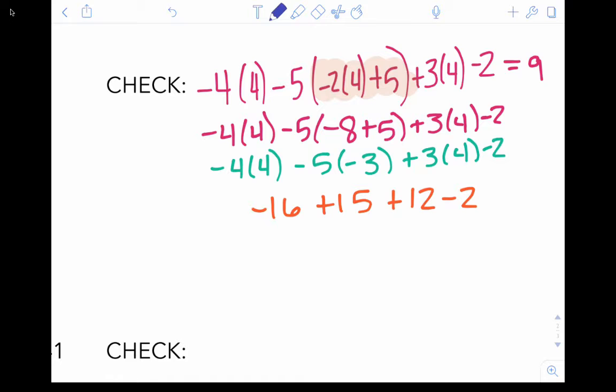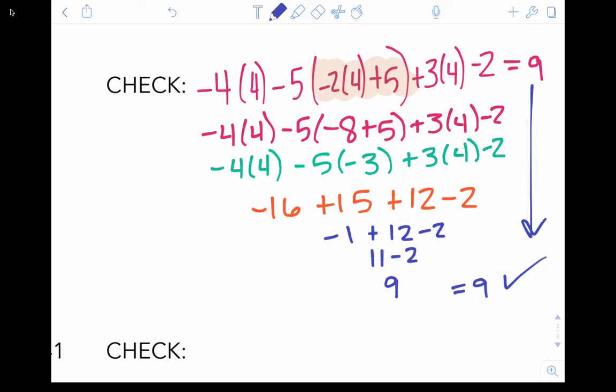Now I just have addition and subtraction that I'm doing left to right. So I have negative 16 plus 15. That's negative 1. Negative 1 plus 12 is 11. 11 minus 2 is 9. And if I bring that down, I have 9 is equal to 9, which is correct. I got the right answer.